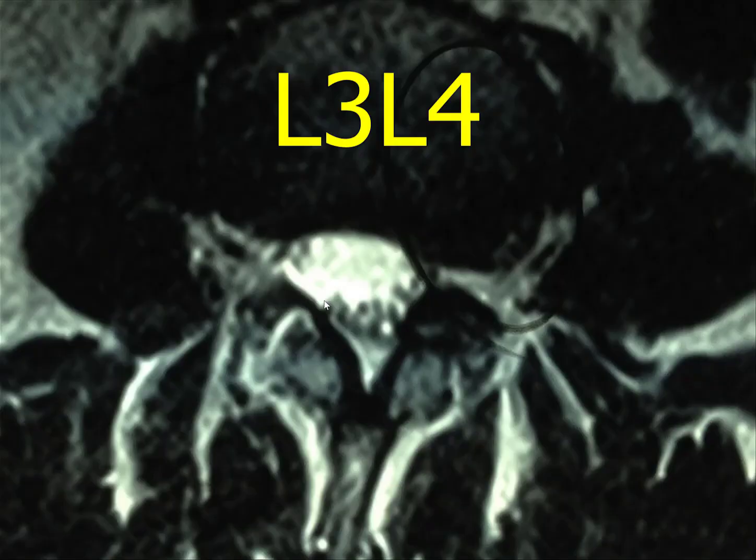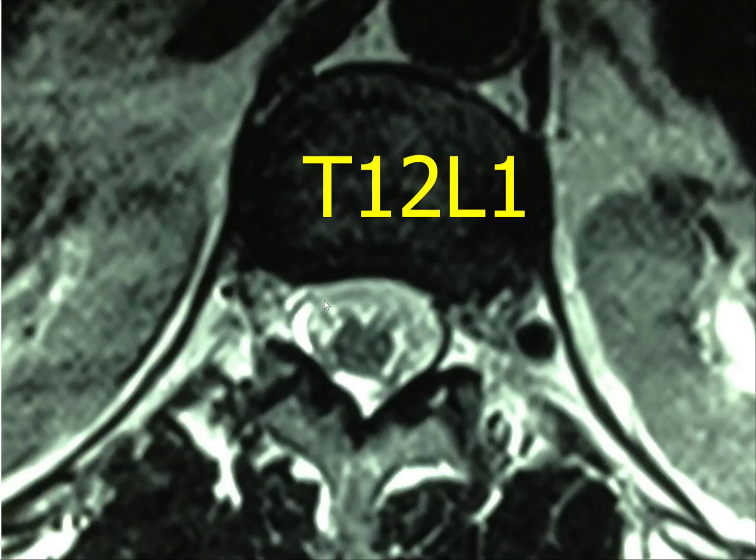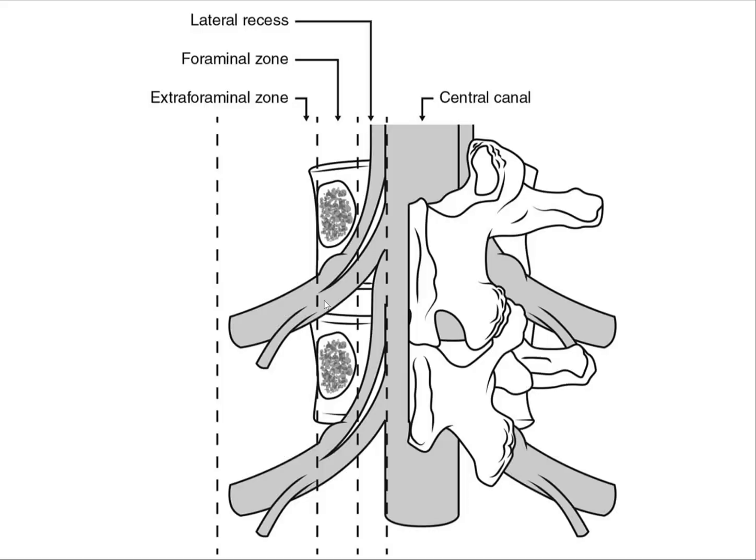This is someone who had a far lateral disc herniation, but everything else was normal. And back to this last article I told you about, in this case the rootlets are dorsal and occupy less than 50% of the thecal sac, so that is sort of like a normal spinal canal. For cross-sectional area, many people use 100 square millimeters or 75 square millimeters for stenosis. And see, it's completely symmetric as you go down the spinal canal.